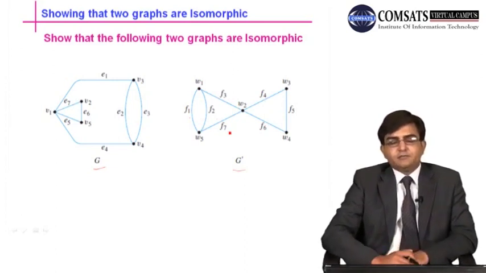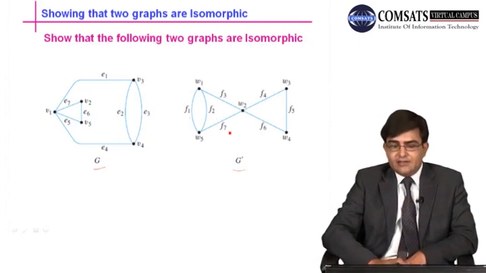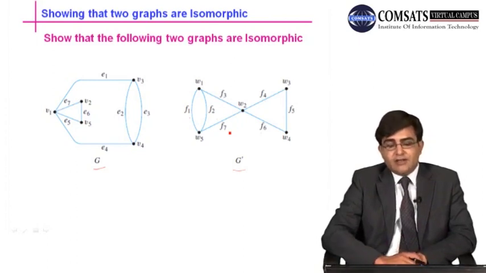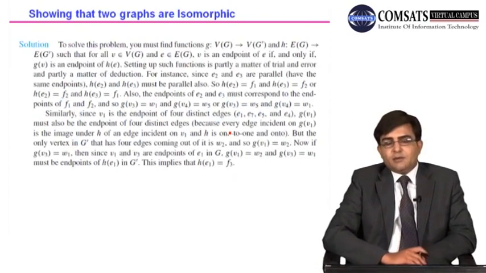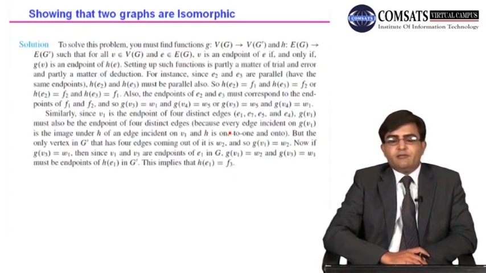So we can define that there may exist a one-to-one correspondence between edges of G and edges of G dash. Now what more things do we have to care about in finding a one-to-one correspondence between these two graphs? To solve this problem, you must find functions g from V of G to V of G dash and h from E of G to E of G dash, such that for all v belonging to V of G and e belonging to E of G, v is an endpoint of e if and only if g of v is an endpoint of h of e.